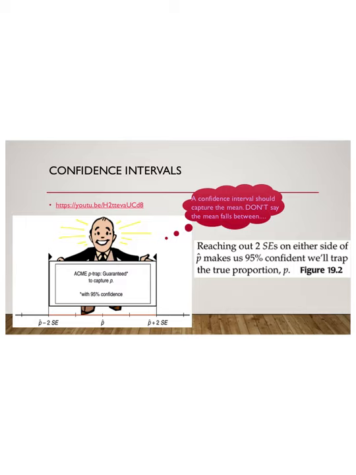Remember, the confidence interval does not capture the mean or the proportion. Don't say the proportion falls between or the mean falls between. Reaching out two standard errors on either side of p hat makes us 95% confident we'll trap the true proportion p. So in our figure in our notes today, between these two ranges, which is two standard errors above and below p hat, somewhere in that range is going to be the true population proportion.